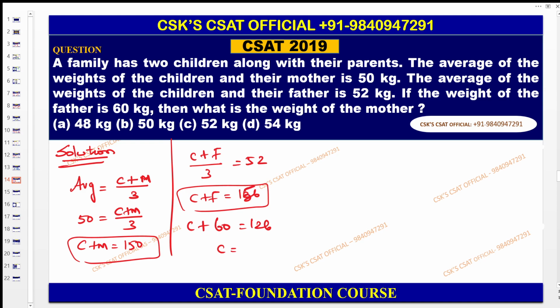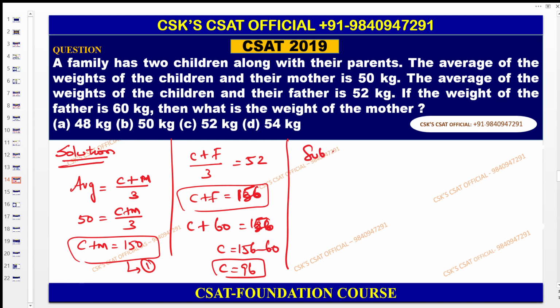Sir, 156? Yes, 156, 3 times only. I wrongly read it as 42. Okay, fine. So 52, therefore here 156. Then 156 minus 60 becomes 96. So now after knowing this, the 2 children's weight you can replace in the first equation.